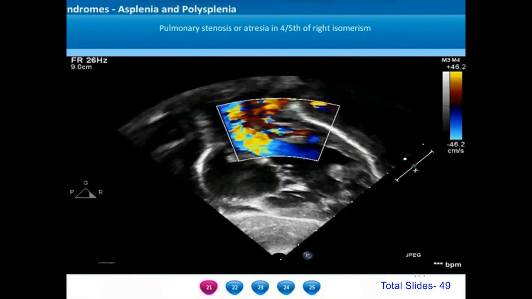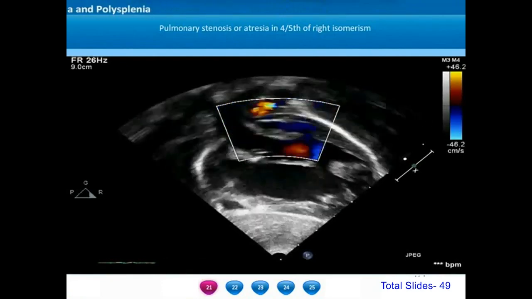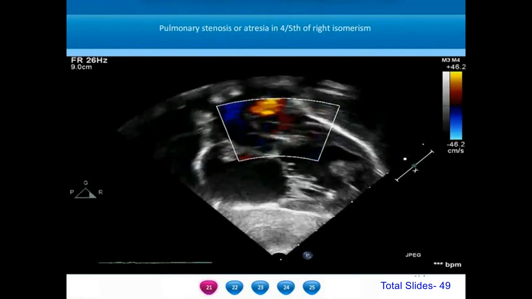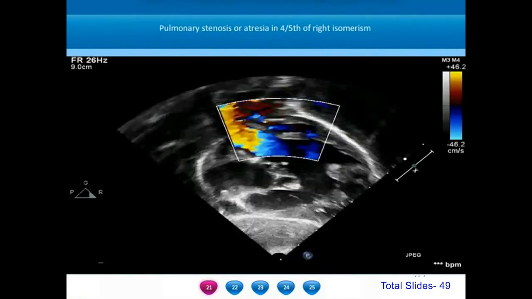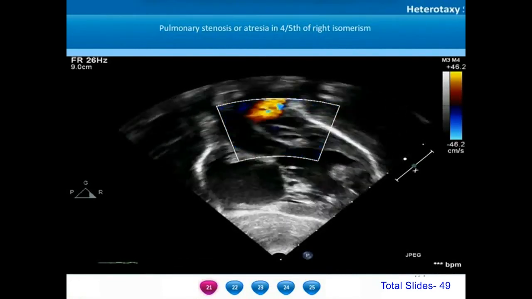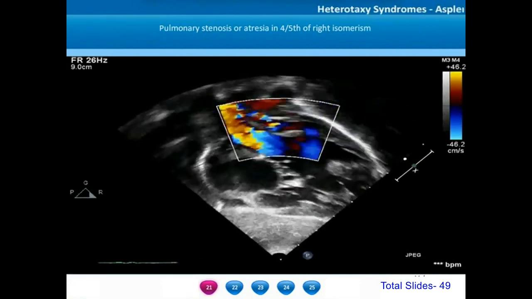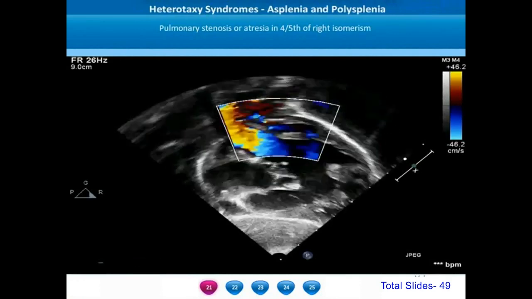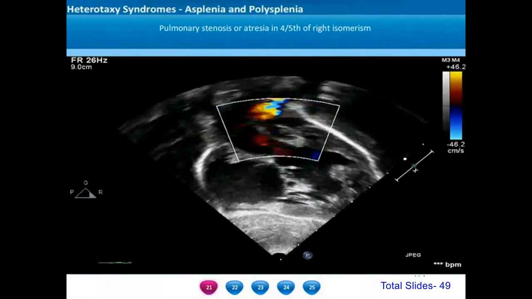We can appreciate in this subxiphoid coronal view malposed great arteries: a right and anterior large aorta, a left and posterior small pulmonary artery with a subvalvar and valvar pulmonary stenosis, which causes a systolic turbulence in the pulmonary outflow tract.